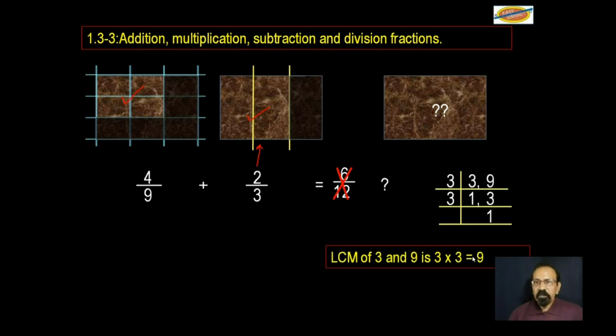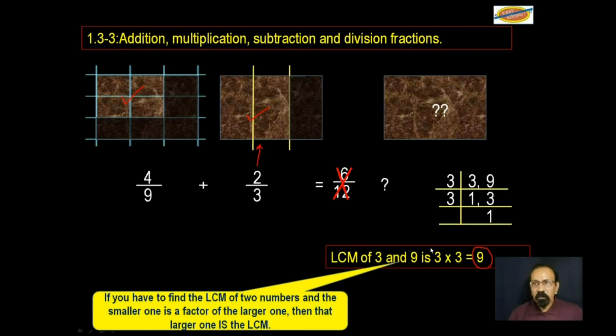And we get the LCM is 9. And we really didn't need to do that because, you see, 3 is a factor of 9. So we didn't need to find the LCM. If 3 is a factor of 9, then 9 is the LCM. All right, so 9 is the LCM.